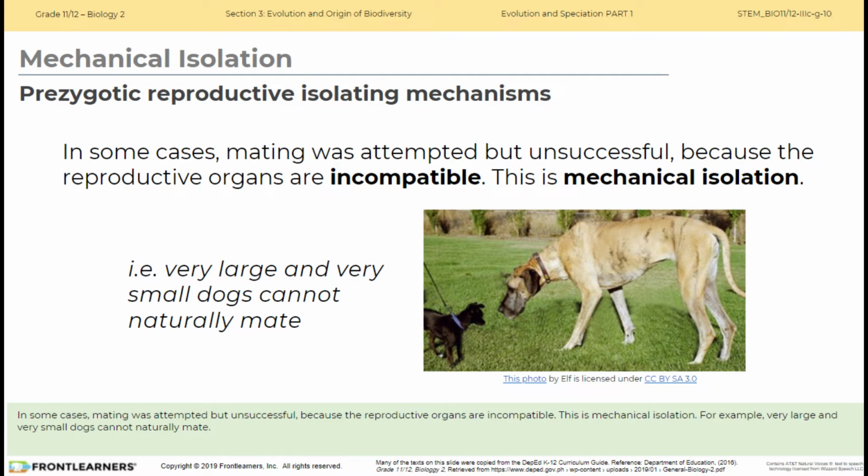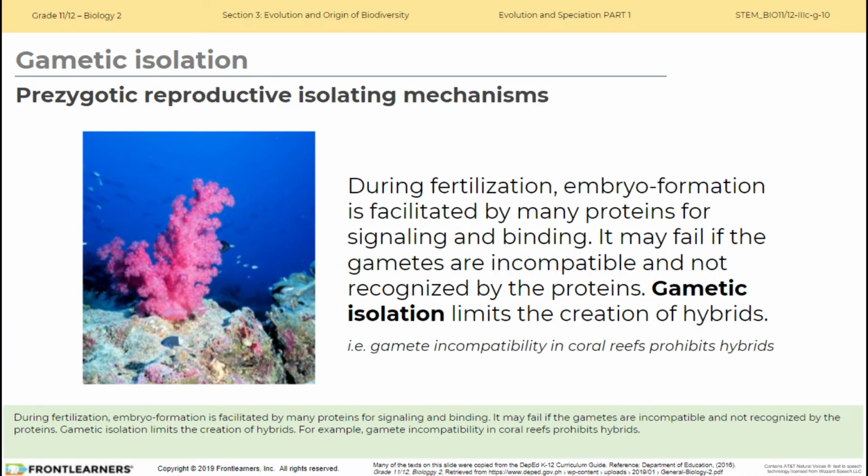So, na-attempt man nila, but unsuccessful. Kasi nga, organs are incompatible. Next, we have the last one in prezygotic reproductive isolating mechanisms, the gametic isolation. And we have already studied the genes, di ba? During fertilization, embryo formation is facilitated by many proteins for signaling and binding.